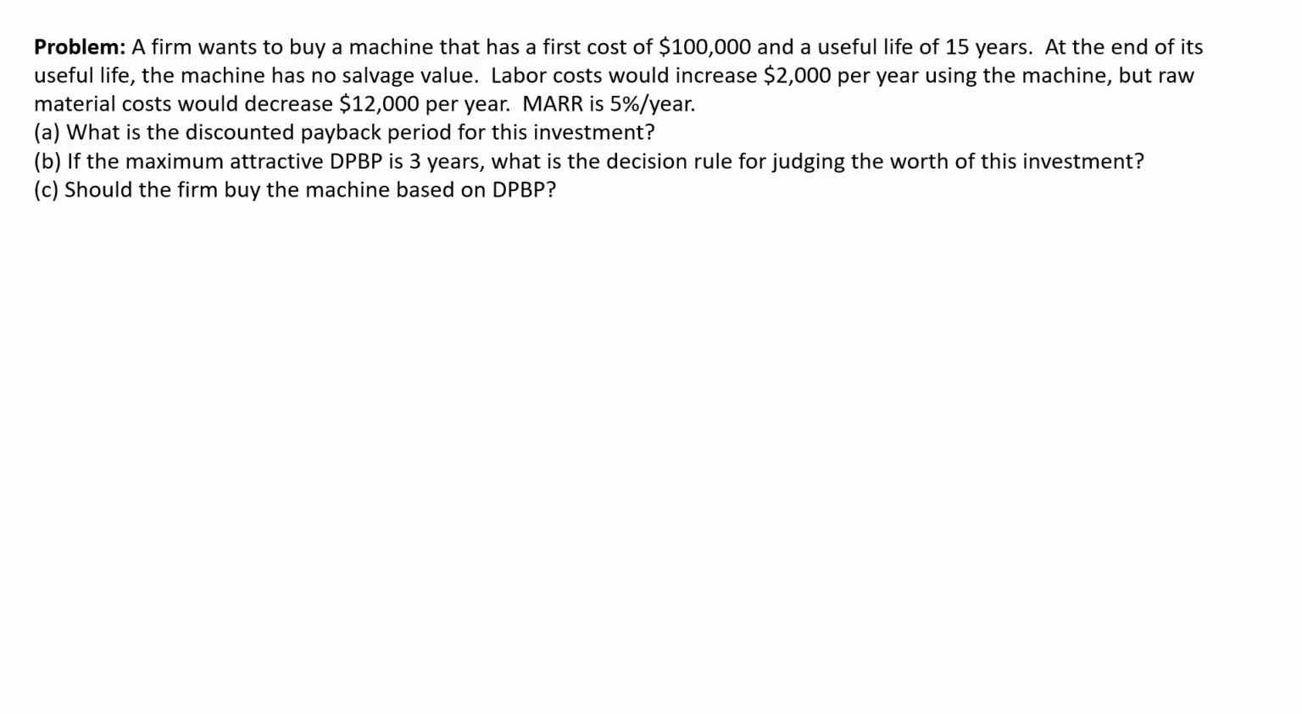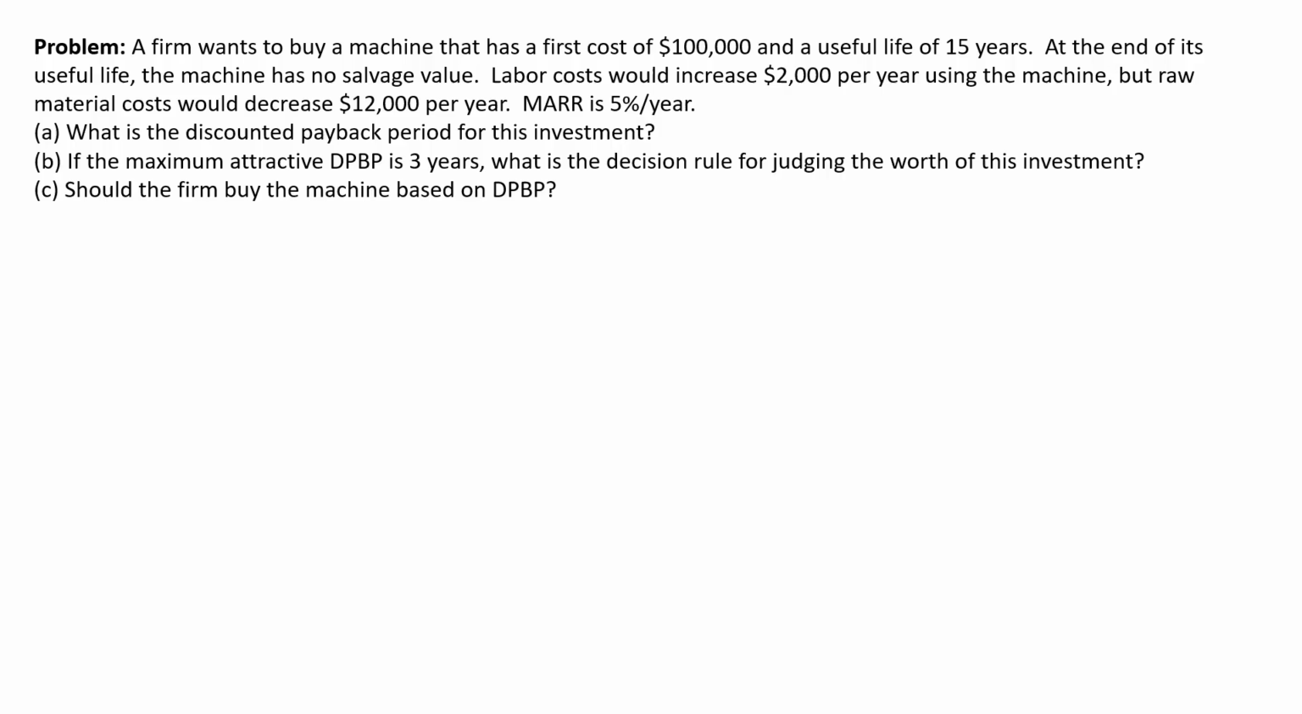And if the maximum attractive DPBP, discounted payback period, is 3 years, what is the decision rule for judging the worth of this investment? Should the firm buy the machine based on DPBP? That's the third question. So let's look at this. First cost is $100,000. Useful life is 15 years. Okay, that's fine.